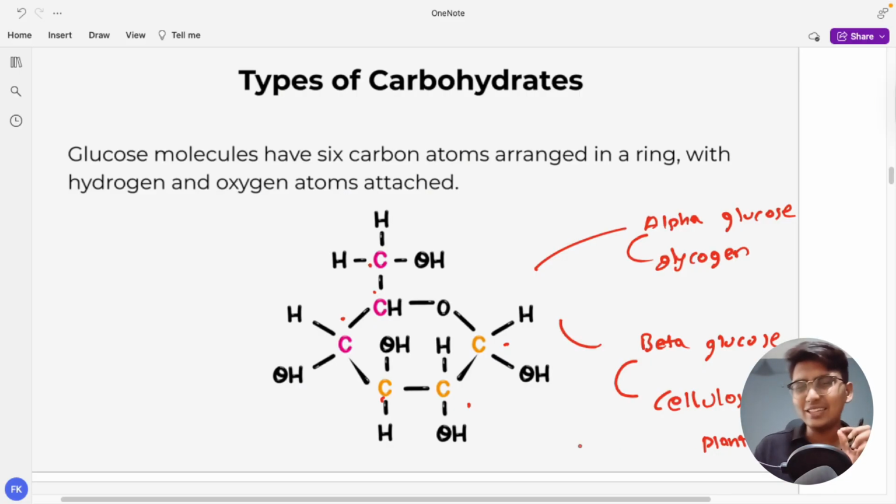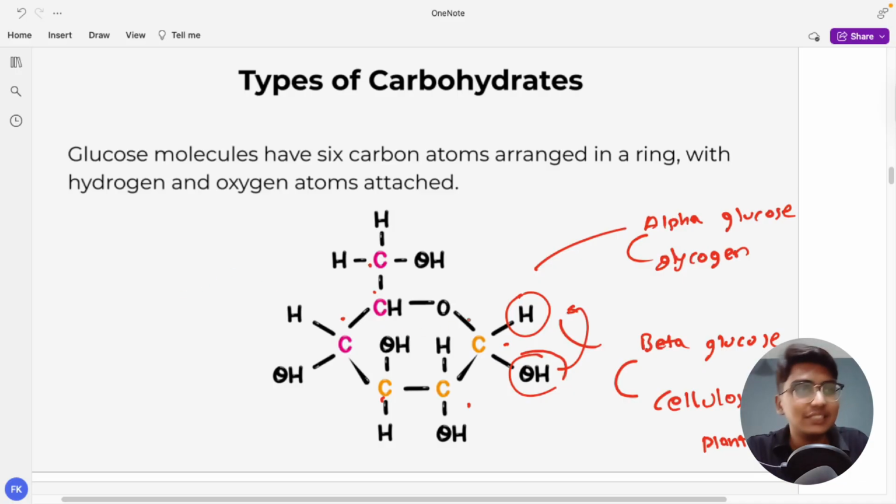So you might ask, what is the difference between alpha glucose and beta glucose? It's very simple. You can see this hydrogen group and hydroxide group. As you can see, these are interchanged. For example, this could go up and this will go down, which makes them two types of glucose, right? This is alpha glucose, this orientation. If it's in this orientation, then this is beta glucose.